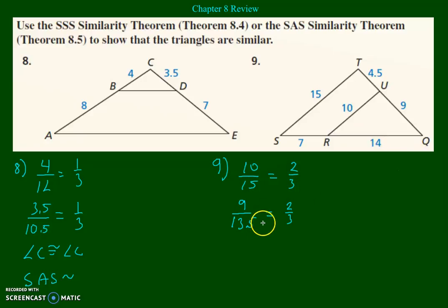And then we have 14 is to 14 plus 7, 21. And you can see that this is also 2/3. So therefore, these two triangles are similar by side, side, side similarity, not to be confused with side, side, side congruence. Let's move on to the next problem.